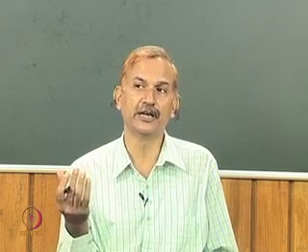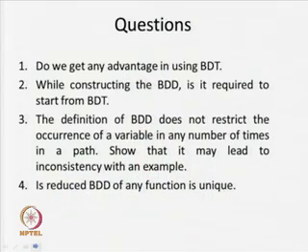So, as such we are not getting any advantage, but for clarity I am just mentioning what a BDT is, and from the BDT we can use the reduction rule and we can get the BDD. Now, second question: while constructing the BDD, is it required to start from a BDT?